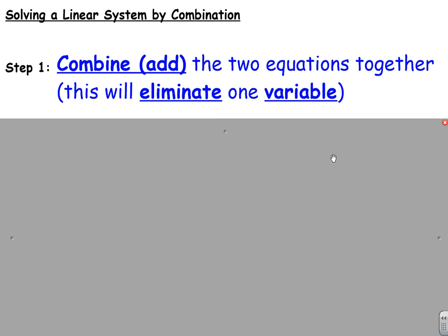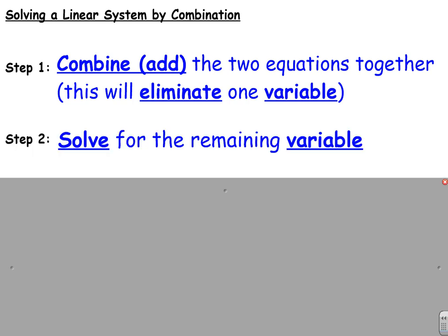So the steps to solving a linear system by combination, they're either called elimination or combination. It means the same method. The first step is to combine the two equations together to eliminate one of the variables. We're then going to do step 2, solve for the remaining variable.